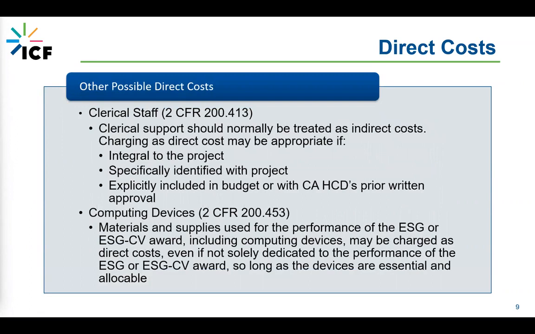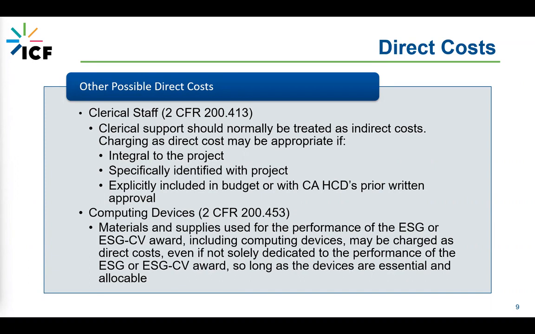In one of our prior slides, we indicated that there's no universal rule for classifying certain costs as either direct or indirect under every accounting system, and that a cost may be direct with respect to some specific service or function, but indirect with respect to another. This slide identifies types of costs that can be classified as either direct or indirect, depending on the service or function. The two costs are for clerical staff and for computing services or computing devices. For clerical staff, the cost is normally treated as an indirect cost.